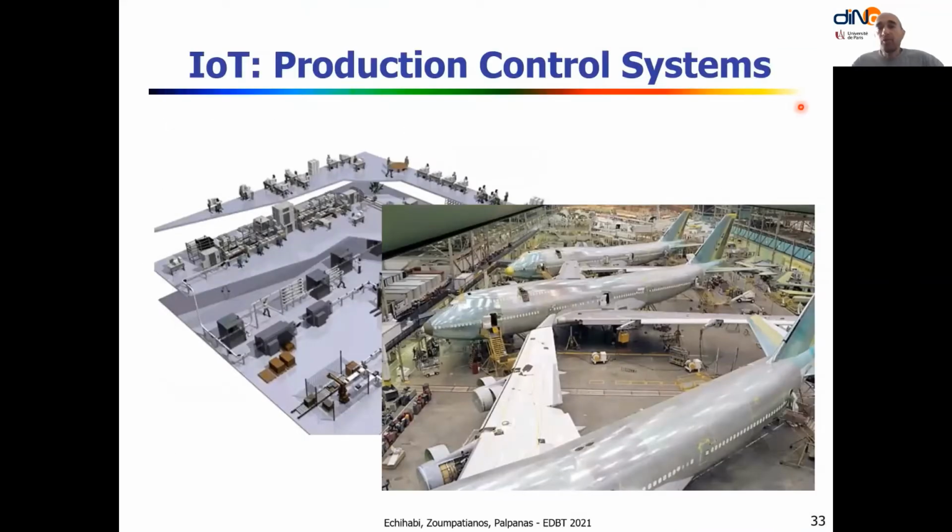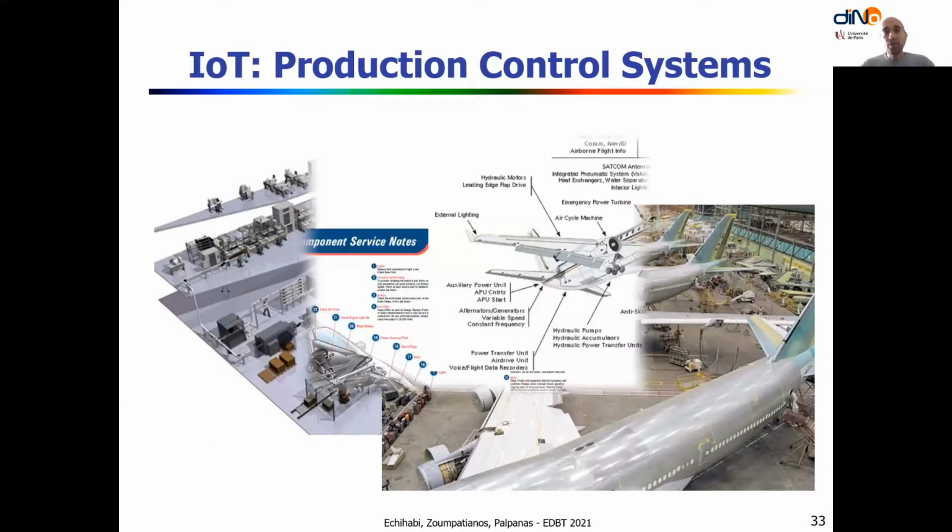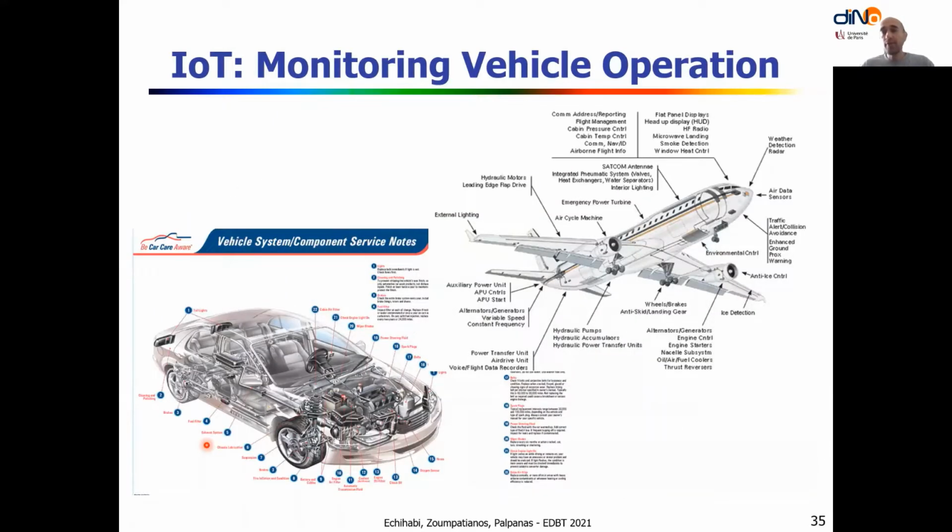So, apart from all these scientific applications, we also have applications that come from IoT, and you can think about all these big production control systems that we now have in place, monitoring different machines and production processes. So all these produce time series that need to be analyzed. And of course, the same is true for vehicle operation monitoring.